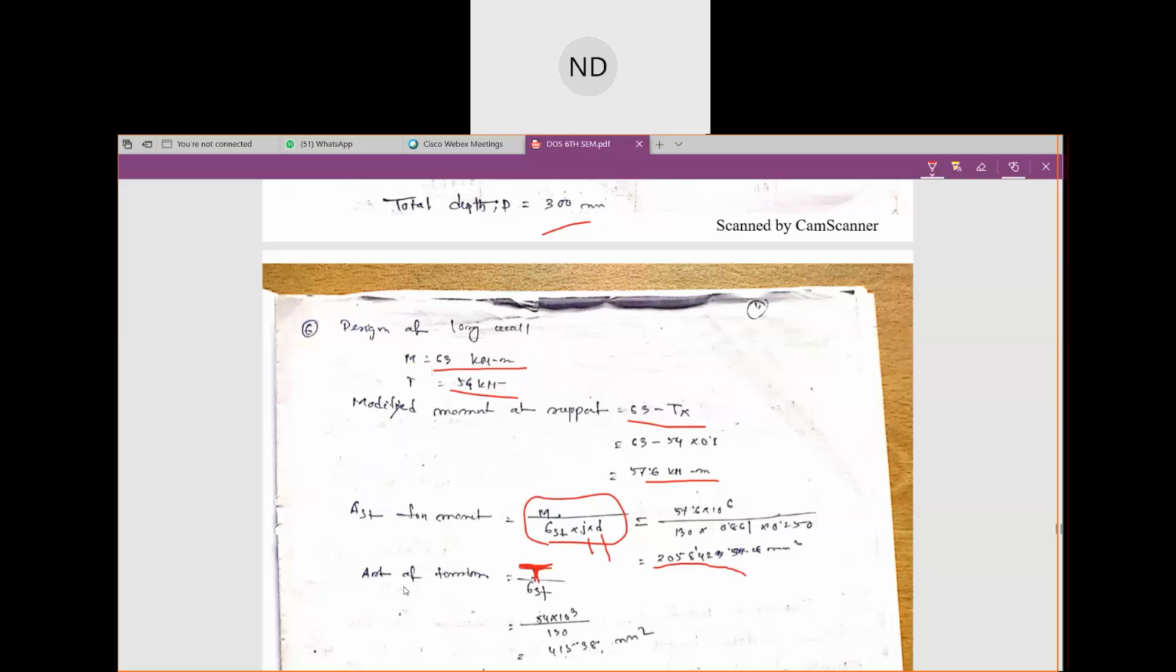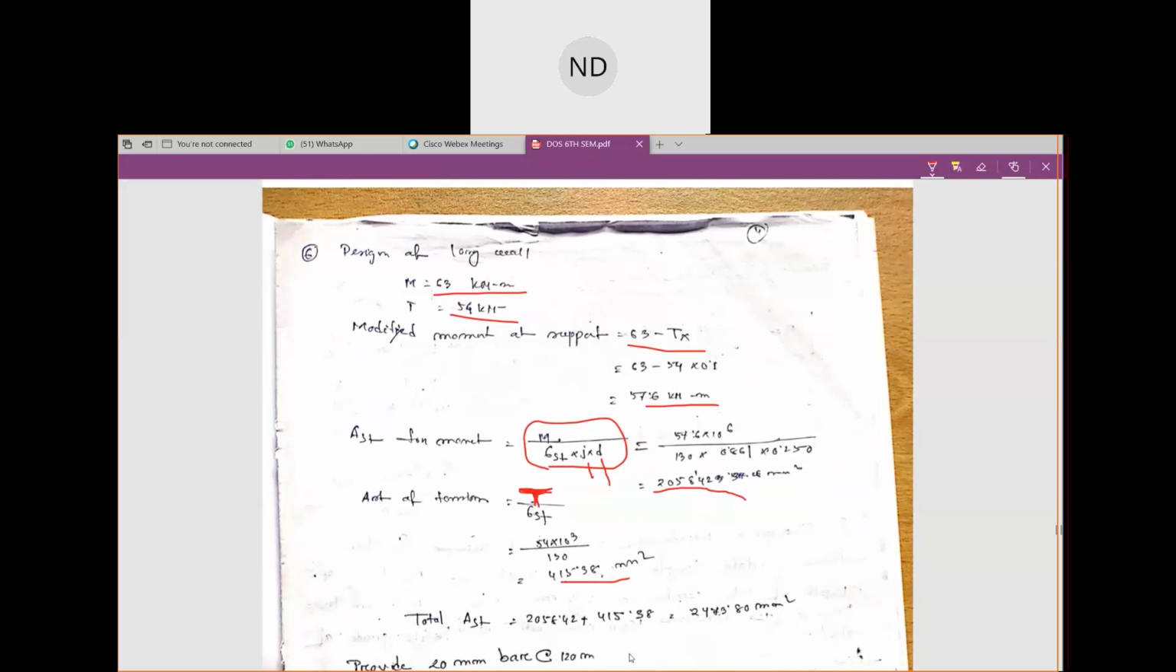Ast for tension is how much? For tension it is T by sigma st. So 54 into 10 to the power 3, we have got our sigma st for tension as 415.38. Now the total area of steel is how much? This plus this, the area of steel for moment plus the area of steel for tension.